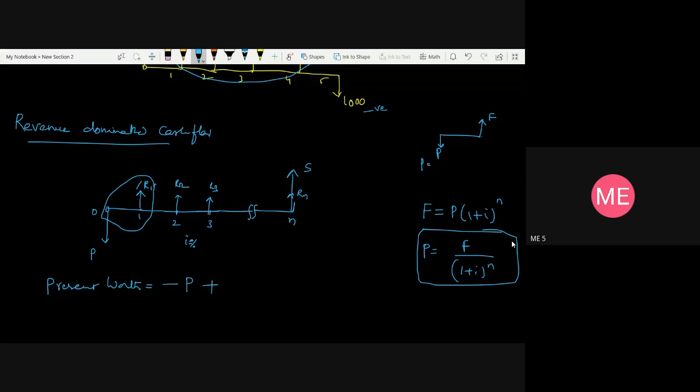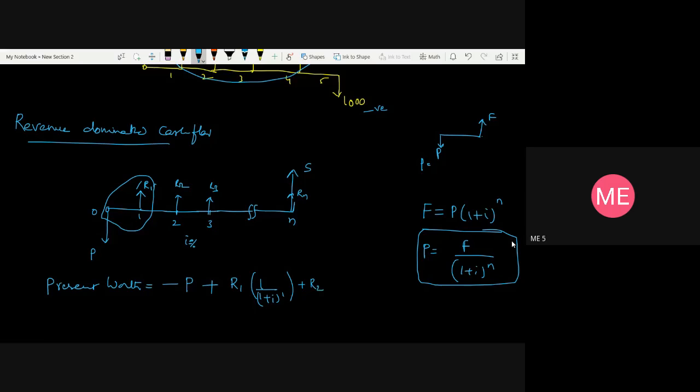we can write for R1. Here R1, R2 are nothing but F1, F2, F3 and so on, because each is a future amount: at the end of the first year it is a future amount, at the end of the second year it is a future amount, and at the end of the third year R3 will become a future amount. If this is a future amount, we need to calculate the present amount. So we have the equation for R1 into 1 by 1 plus I whole to the power of n, where n here is 1.